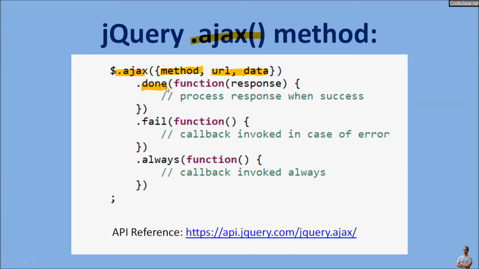The done function will be executed when the call is completed. So we process the response if the call succeeds here, and we implement the fail callback function, which is invoked in case of error, and the always callback function is invoked regardless of error or not. And you can refer to the full details of this method on the jQuery website at this URL.